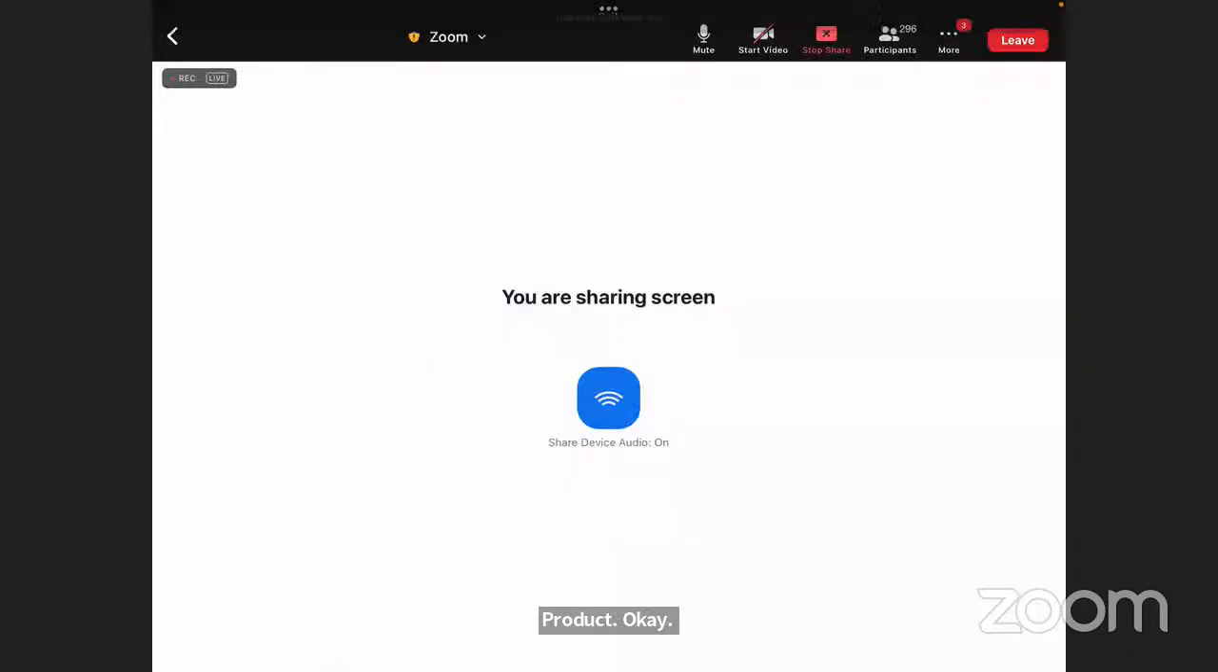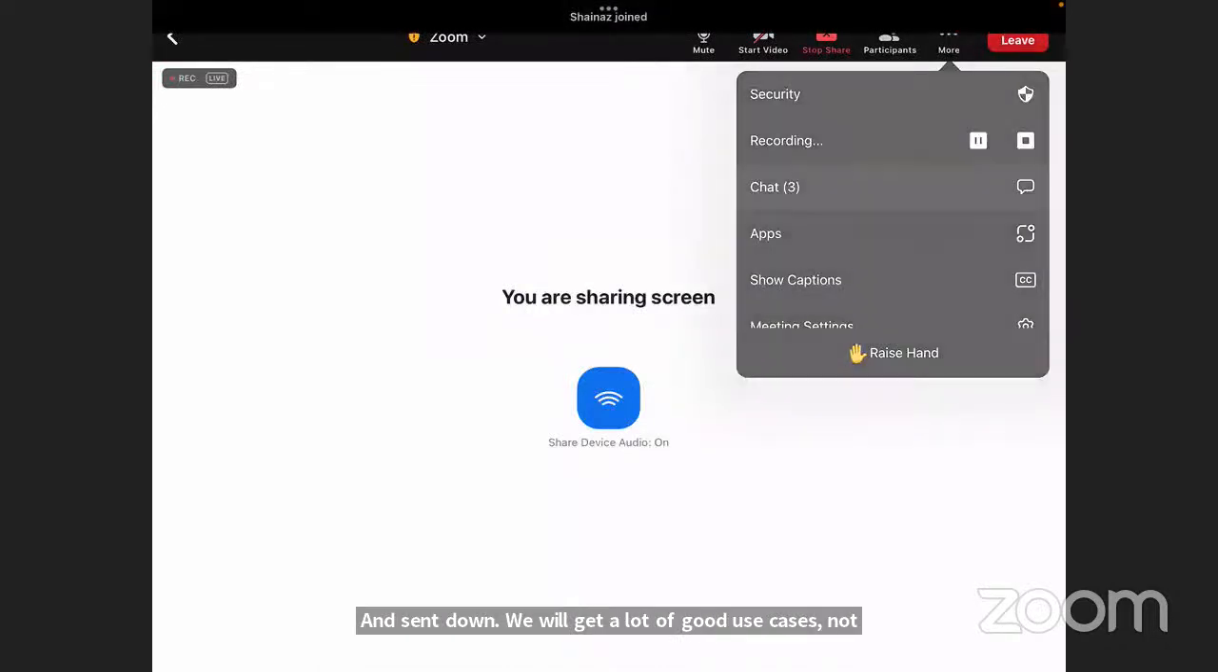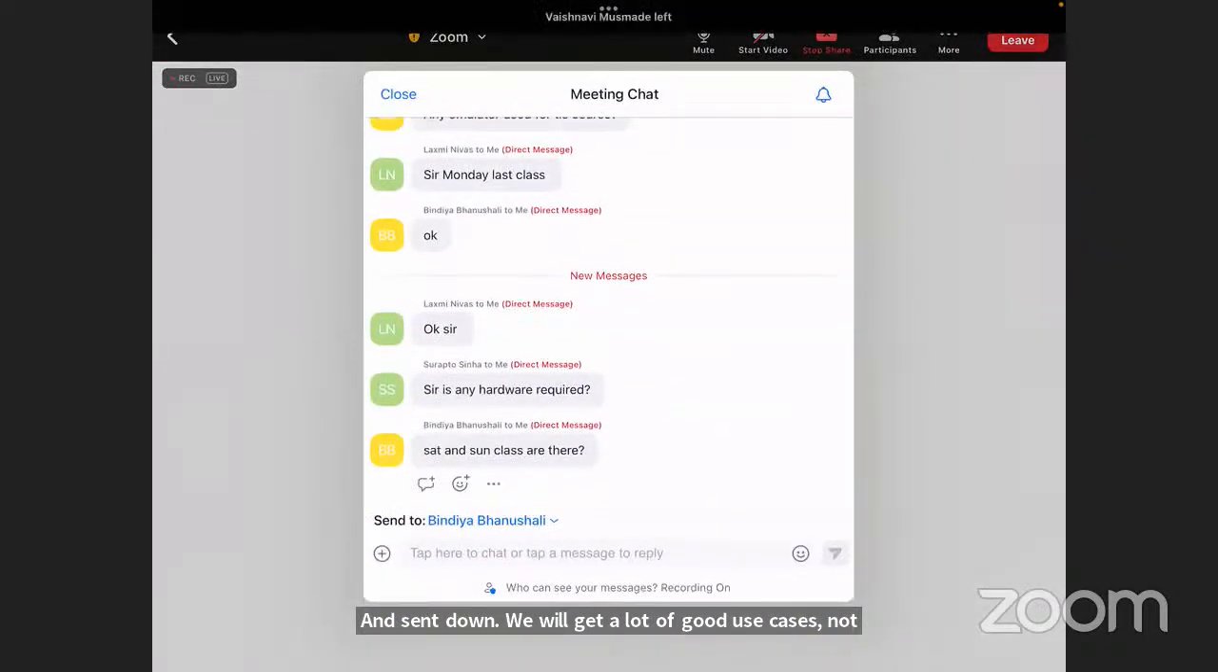Okay, and search around. You will get a lot of good use cases, not the generic ones. You will get a lot of use cases, and even if it is commercially available, it's okay.